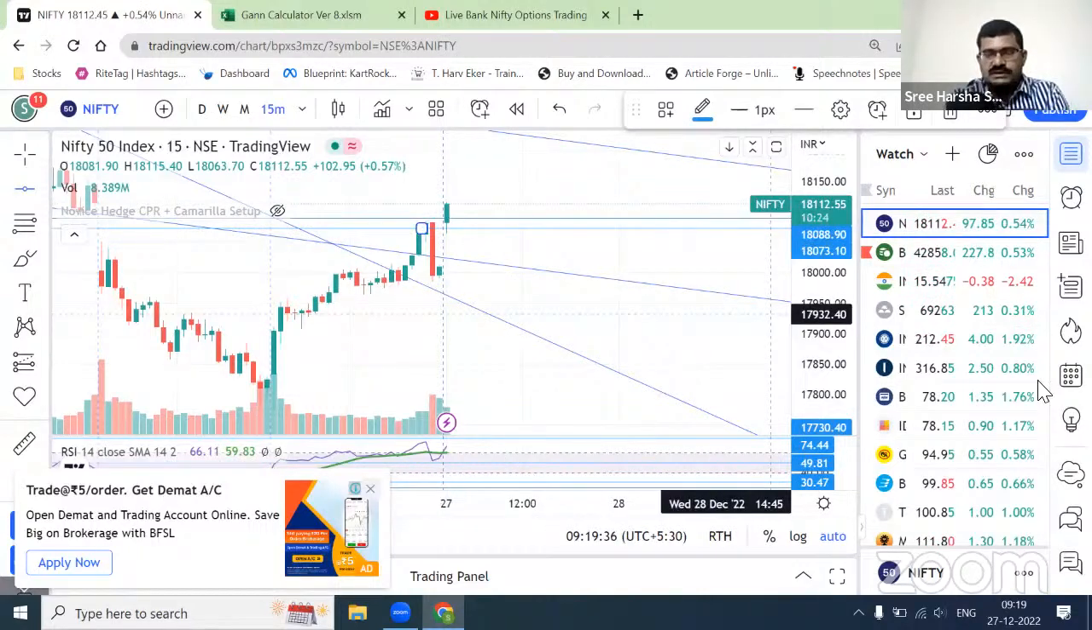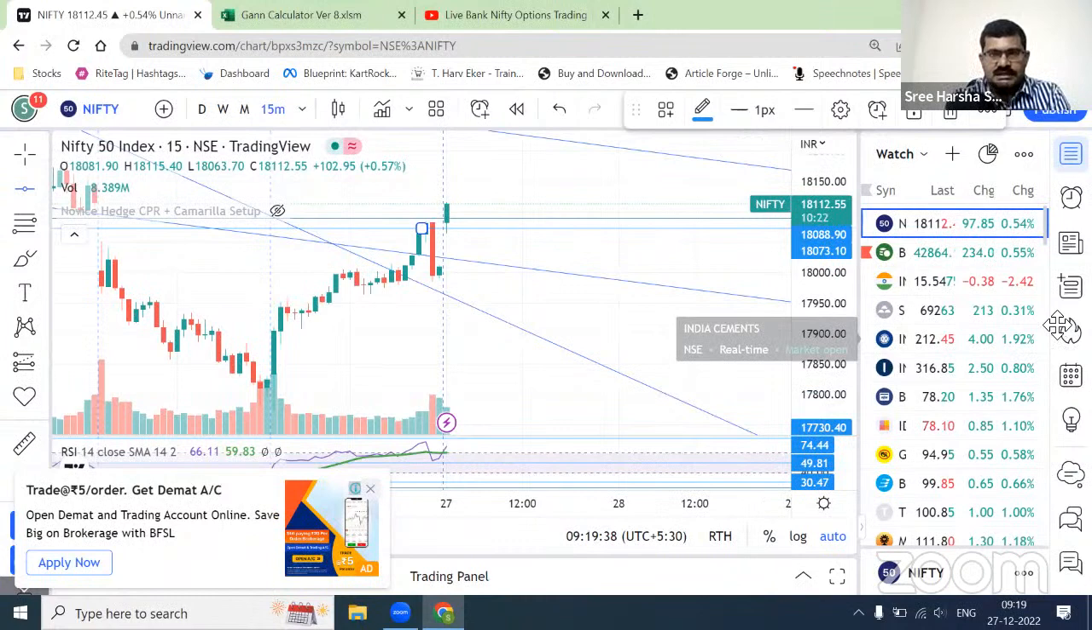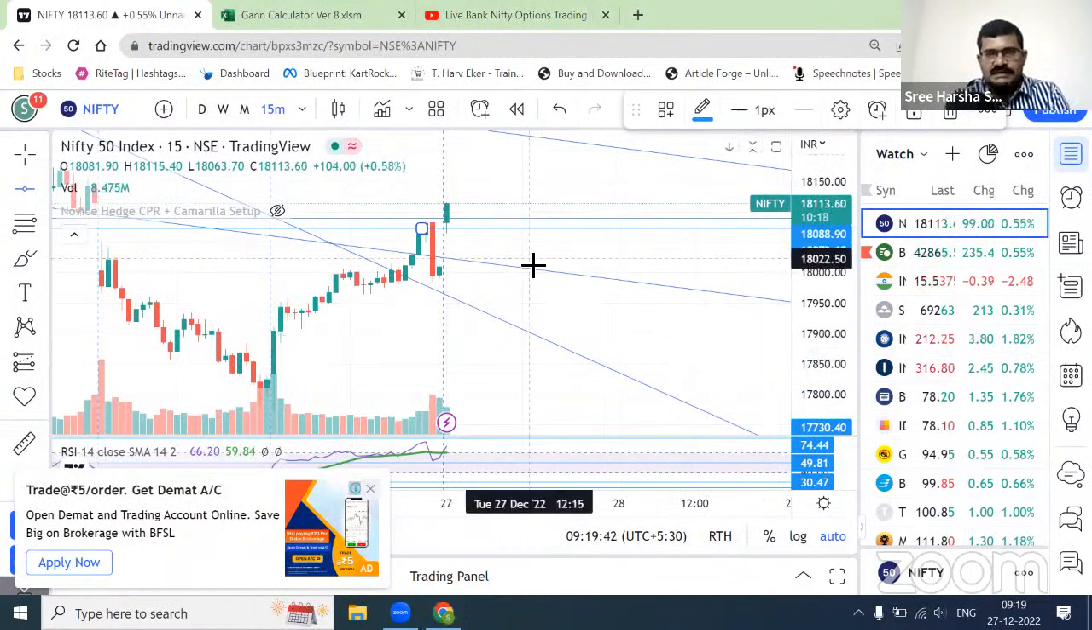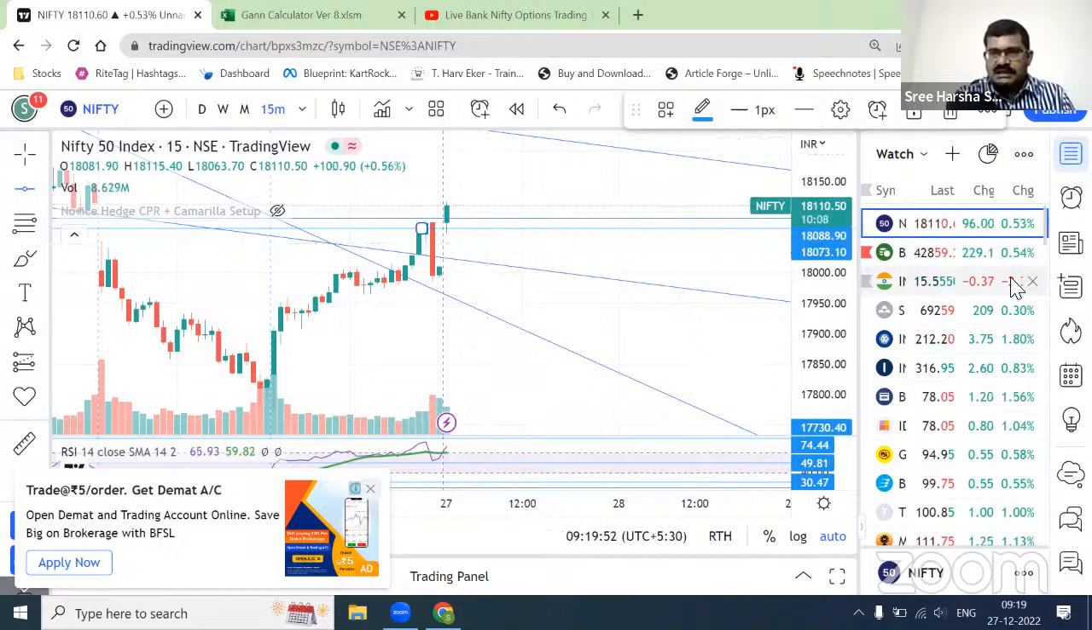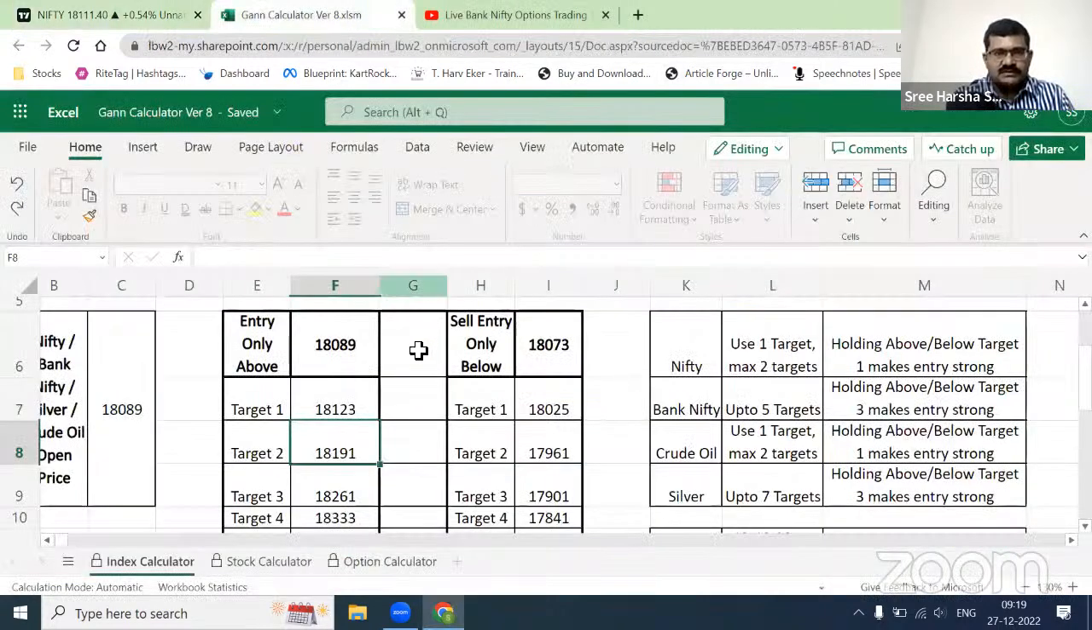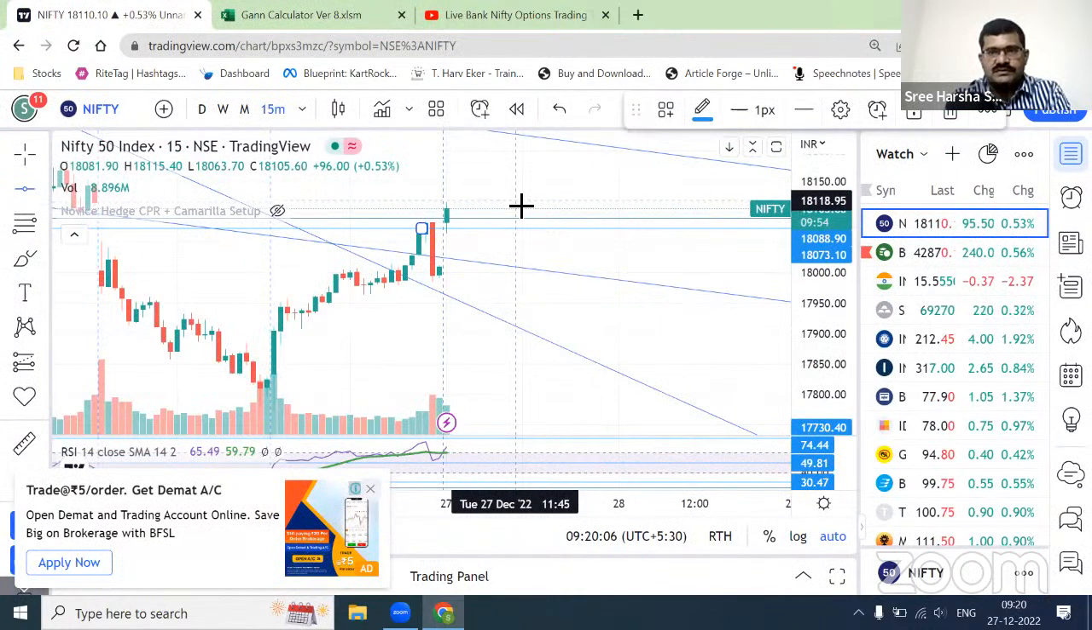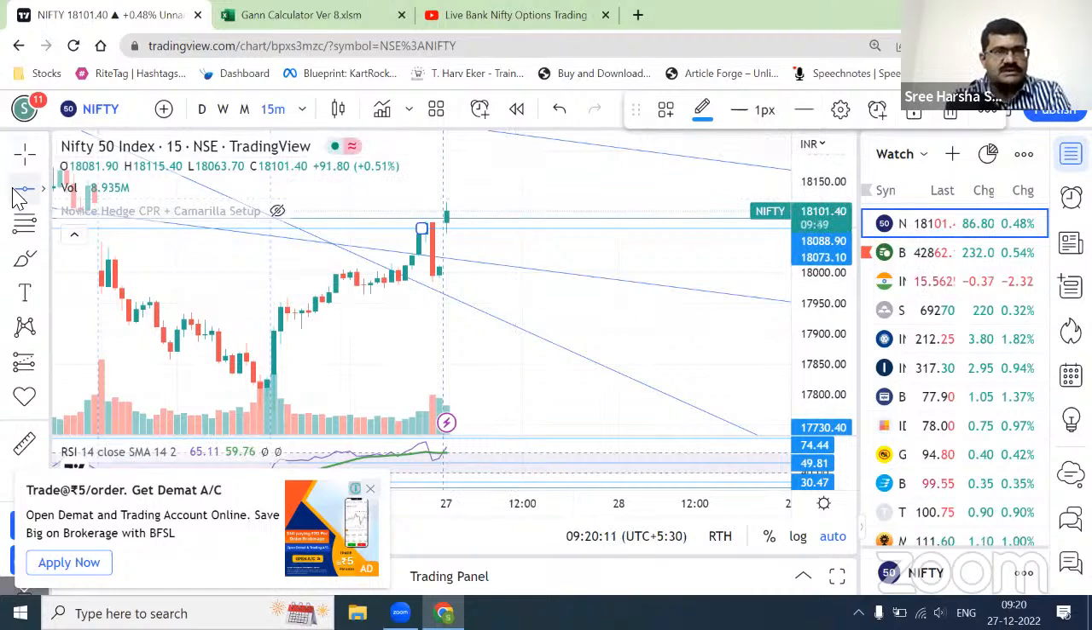Currently the market is buy on dips. If at all it gets into any kind of correction, that can happen only in the second half. The first half is more likely to be positive. As of now, everything is looking quite positive. Let me mark you the first level, 18,123.